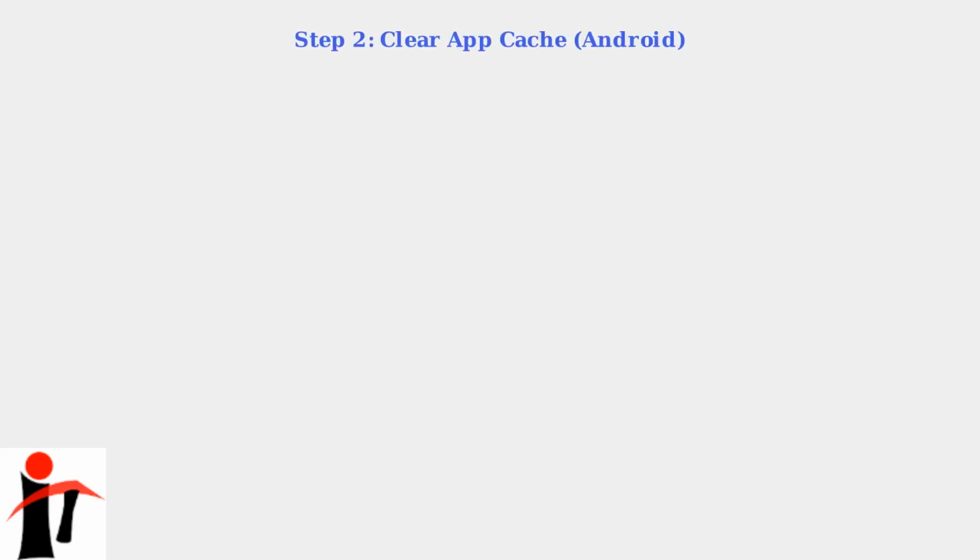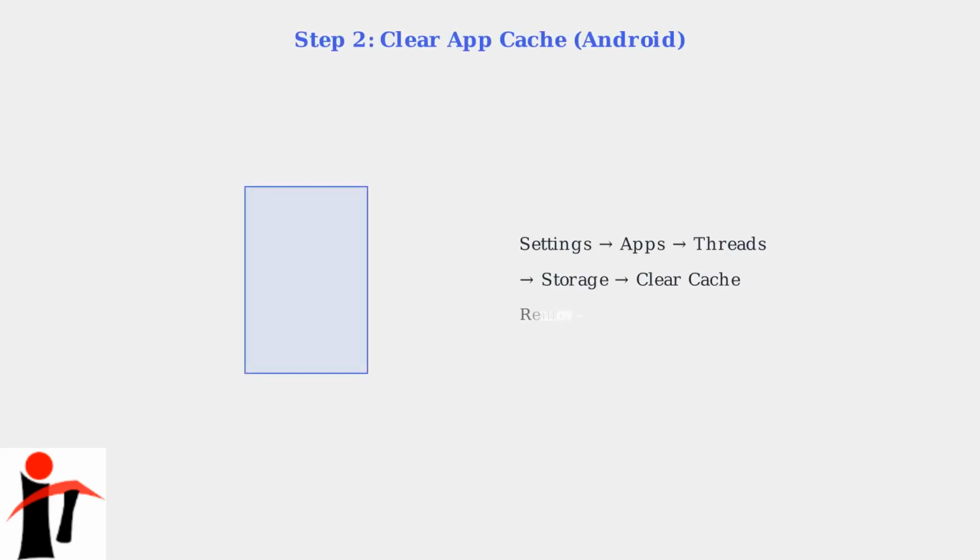For Android users, clearing the app cache can resolve data conflicts. Go to Settings, then Apps, find Threads, tap Storage, and select Clear Cache. This removes temporary files without deleting your account data.